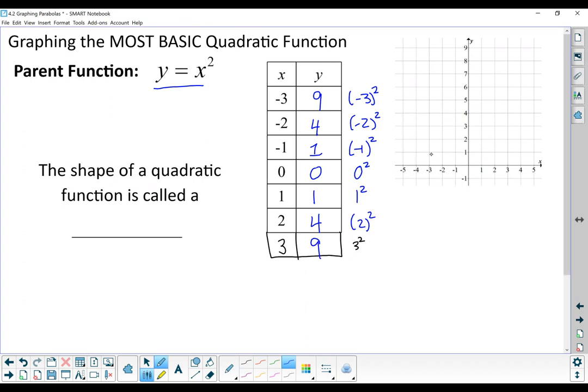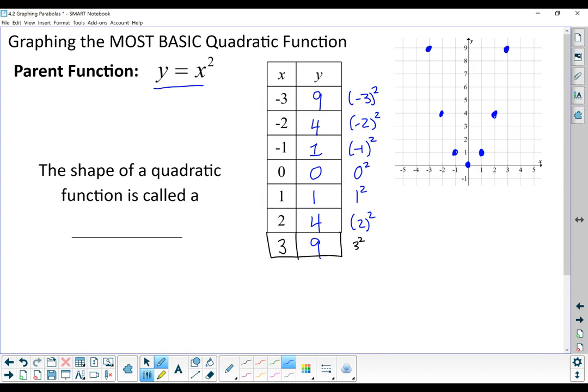So we're going to plot those points. -3, 9. -2, 4. -1, 1. We've got the origin, 0, 0. 1, 1. 2, 4. And 3, 9.